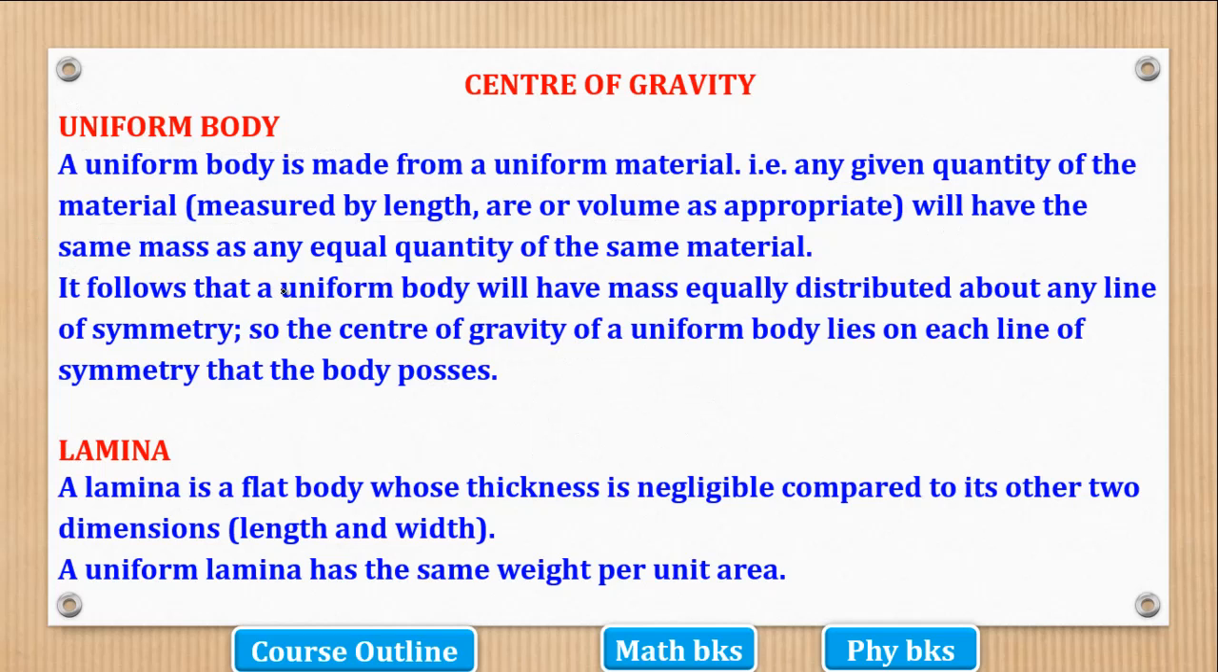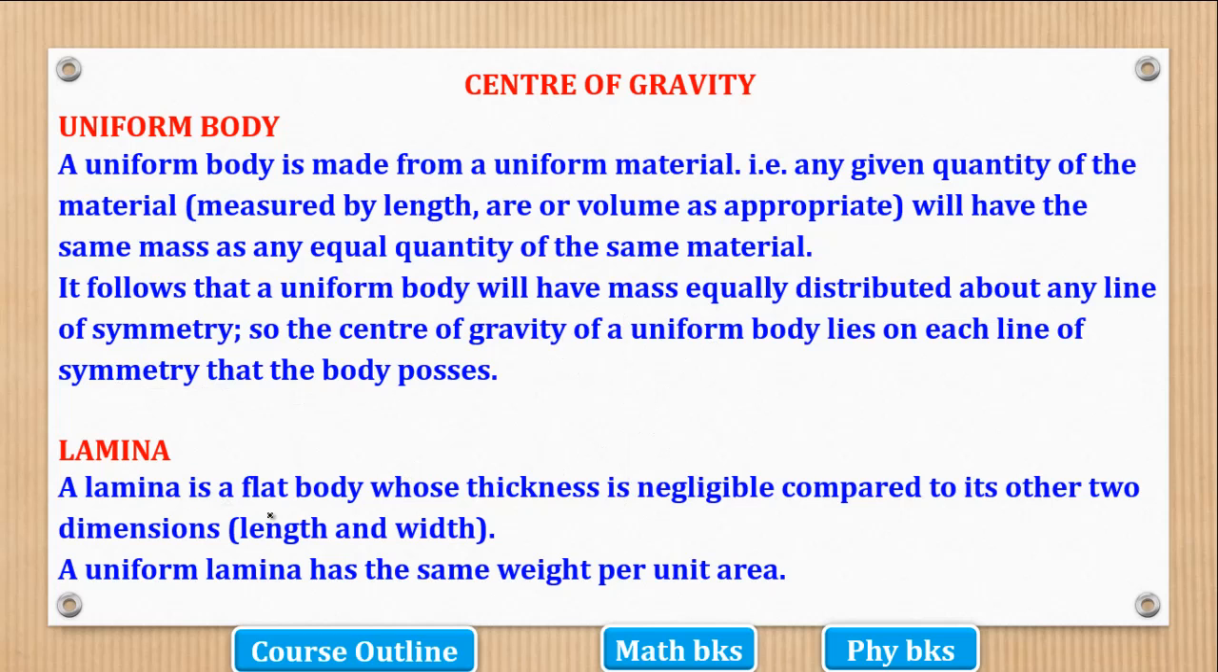Okay, so it follows that a uniform body will have mass equally distributed about any line of symmetry, so the center of gravity of a uniform body lies on each of the lines of symmetry that the body possesses. When you look at a body, if it has a line of symmetry, then the center of gravity must lie along that line of symmetry. If it has more than 1 line of symmetry, then the center of gravity must lie at the point of intersection of the lines of symmetry. That is a uniform body.